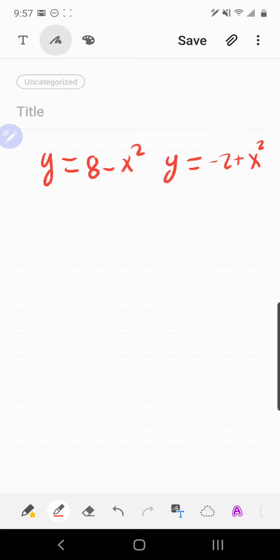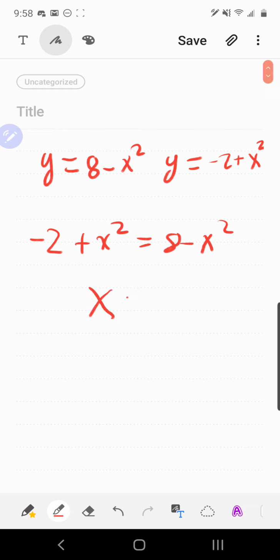To do this, let us equate these two equations. Negative 2 plus x squared equals 8 minus x squared. And now let's solve for x. X is going to be equal to plus or minus square root of 5 if you do some algebra. Alright, so now what does this mean?